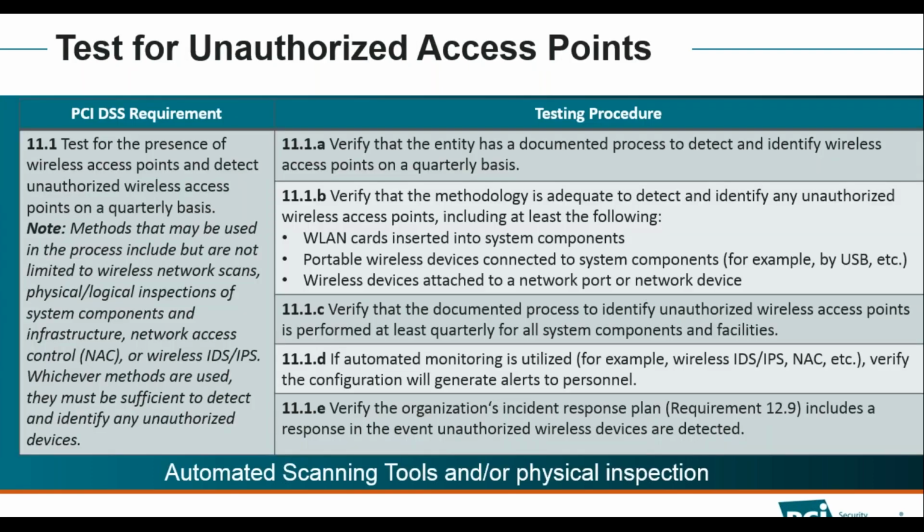Next thing, now that you have an inventory, you need to test for unauthorized access points. These are the requirements of 11.1 of PCI DSS, and you can see that it is very important to test for the presence of wireless access points and detect unauthorized wireless access points on a quarterly basis. As a QSA, whether you have wireless in your enterprise or not, whether you're using wireless within your card data environment or not, this is a report that I would want to see. Show me that there are no unauthorized wireless access points within your enterprise.